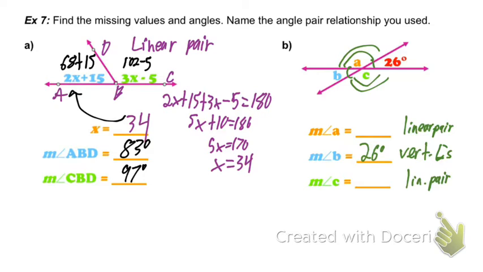Kaya? 180 minus 26, and that would be what? 154. Okay. Any questions on this one?